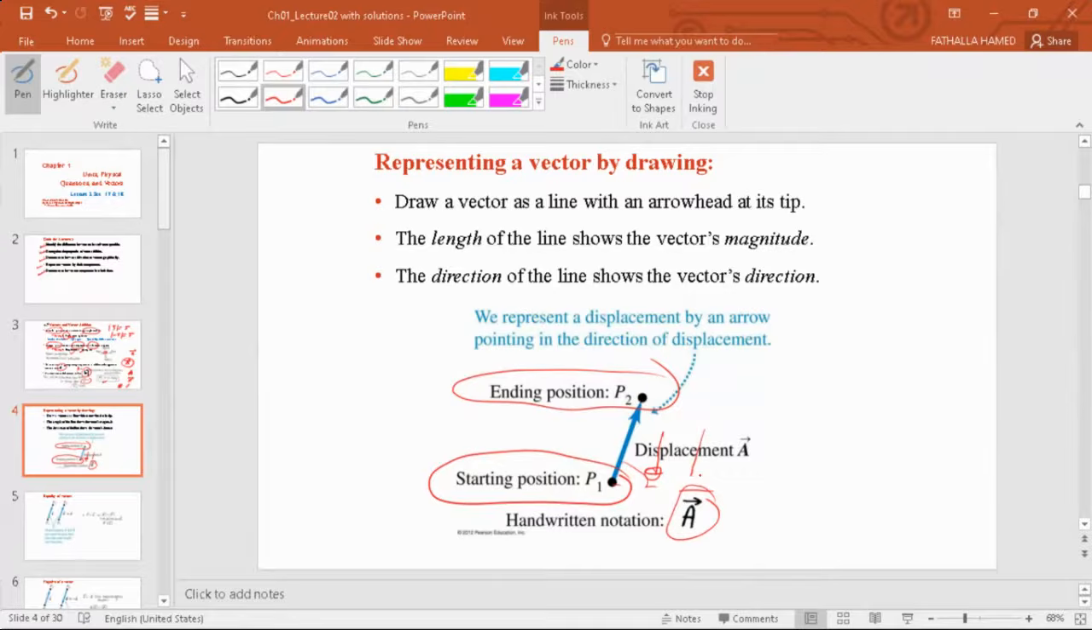So that's basically how we represent vectors. If we want to write, we always put an arrow, and the arrow here tells me that I'm moving from 1 to 2. And of course, I put the size of the arrow here. It may indicate what the magnitude of my vector is.